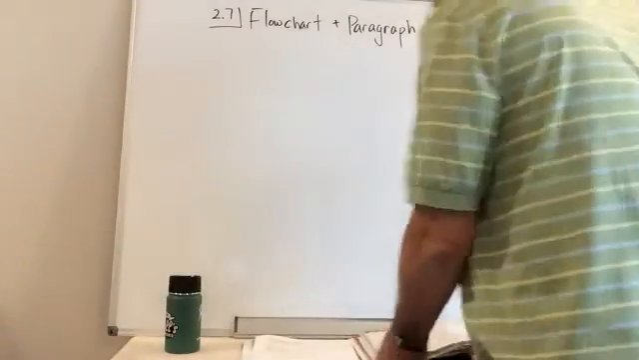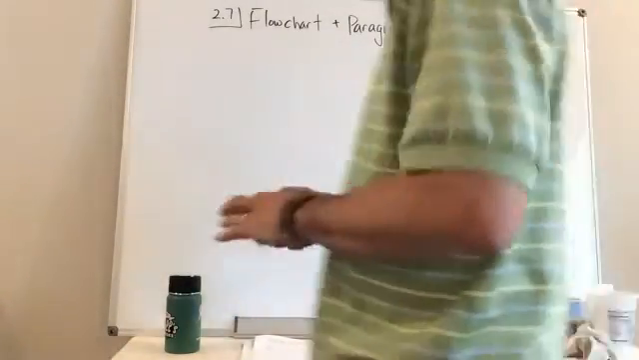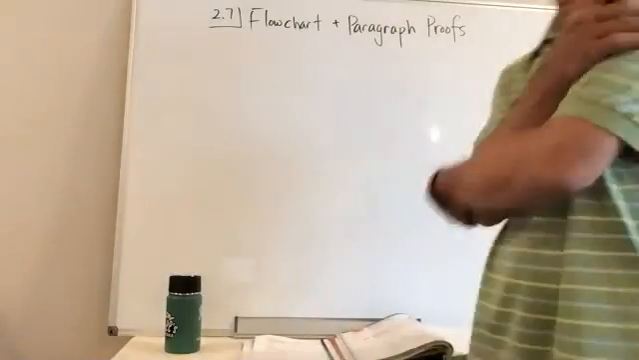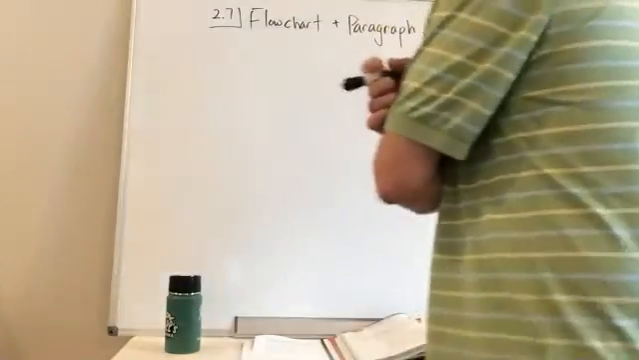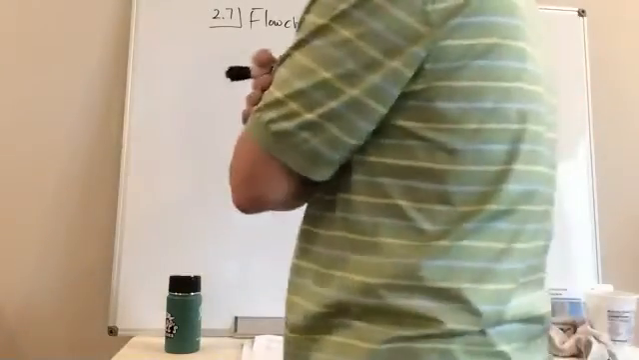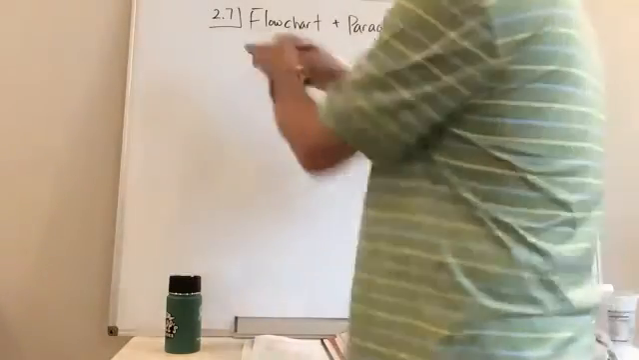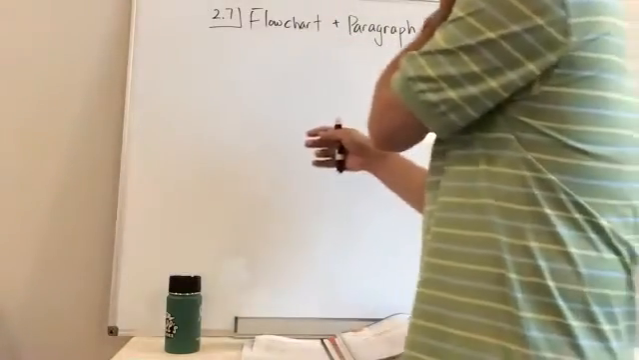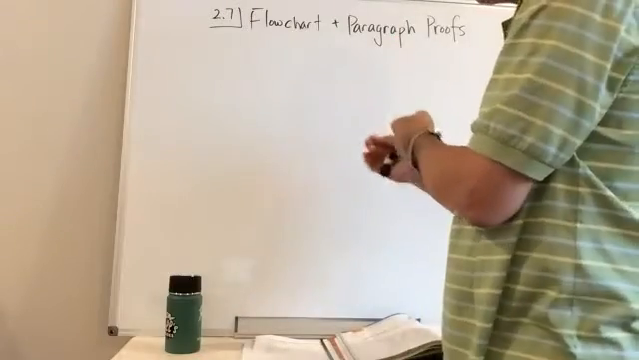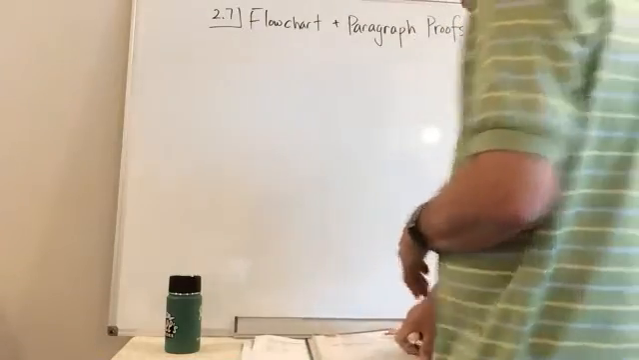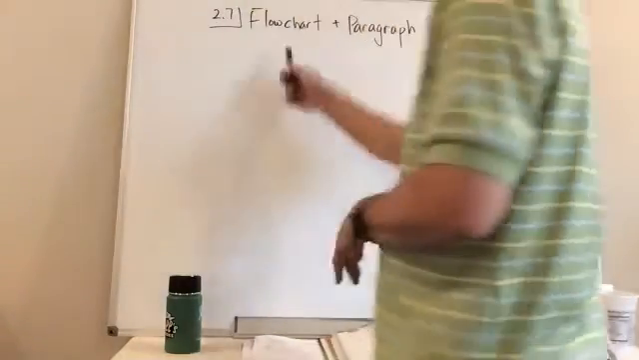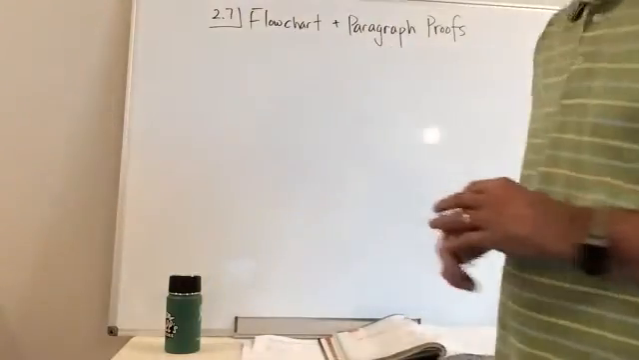Okay, today we're going to start with the flowchart and paragraph proofs. So far when we did the proofs, we talked about the two-column proofs, right? We read the two-column proofs, and we said that each line item had to have a specific reason or logic behind it, and we filled out the two columns, okay?